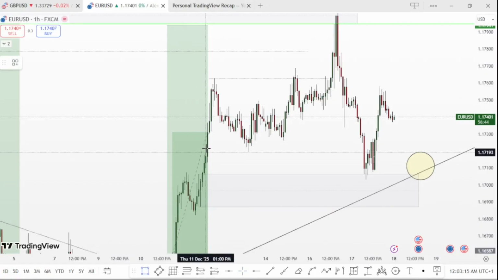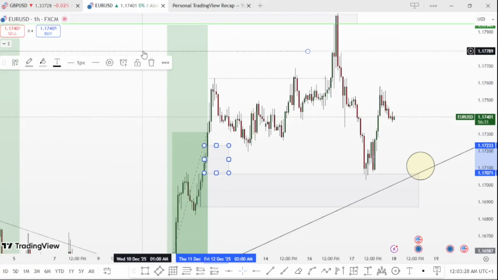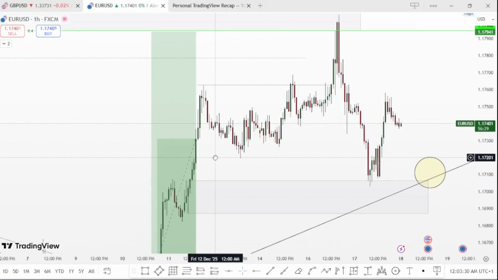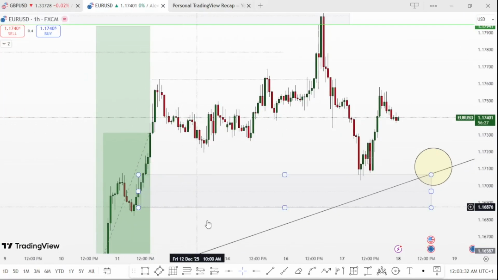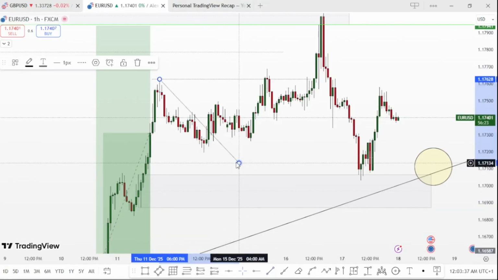There were other blocks around here. Somewhere from here to here was another block. I can't really get that guy, but I did something like this on this one. So there was another block somewhere around here, and I just did this again, waiting for this guy to break. The counter trend line got broken.